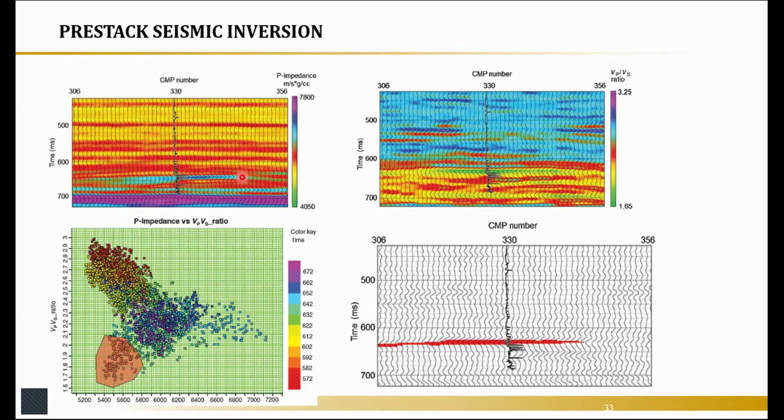and also requires more data to be available, like the angle stacks to be used for the pre-stack seismic inversion. And also for the well log data, you need to have the shear sonic and the P sonic recorded in the well to be able to do that.